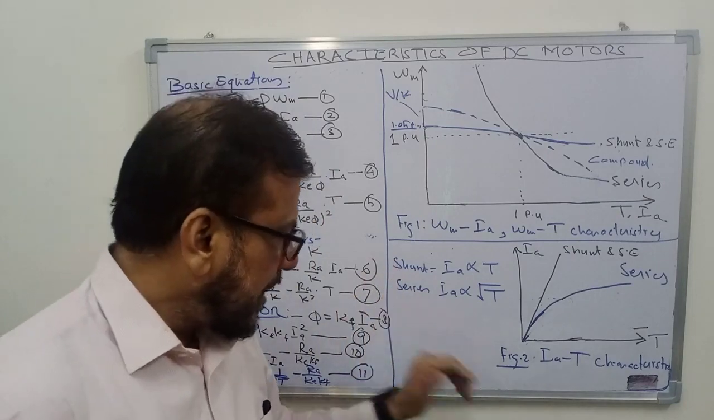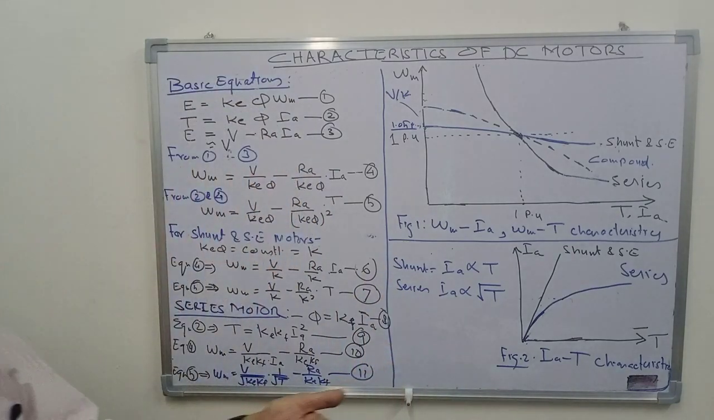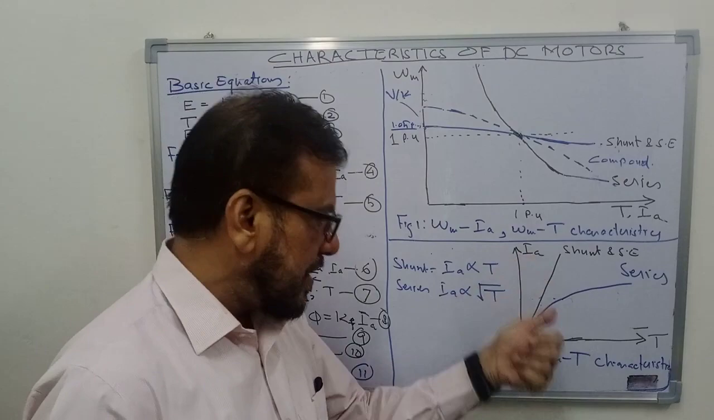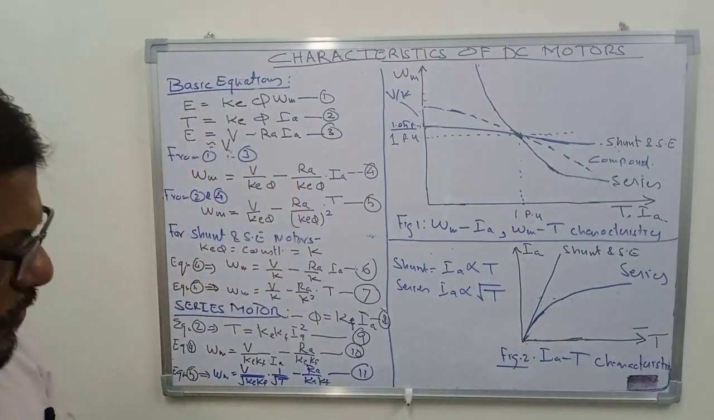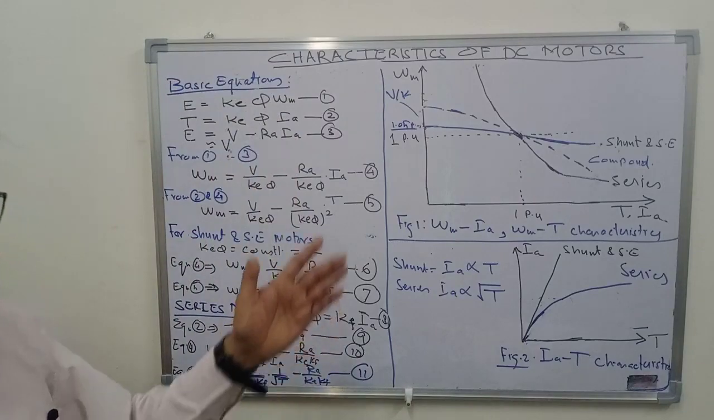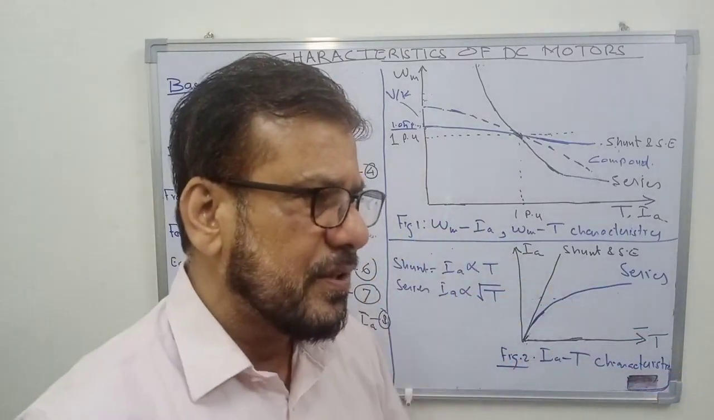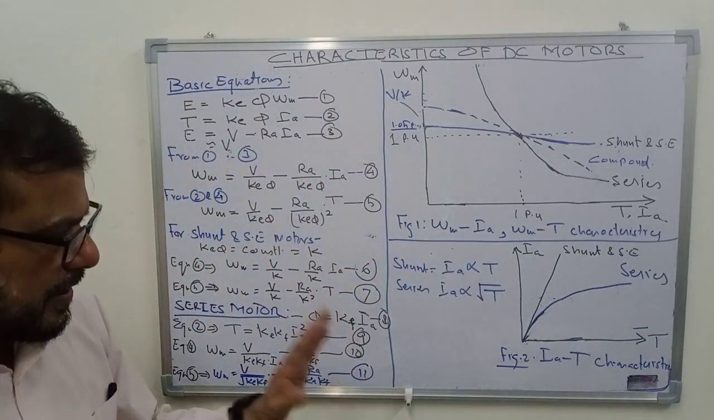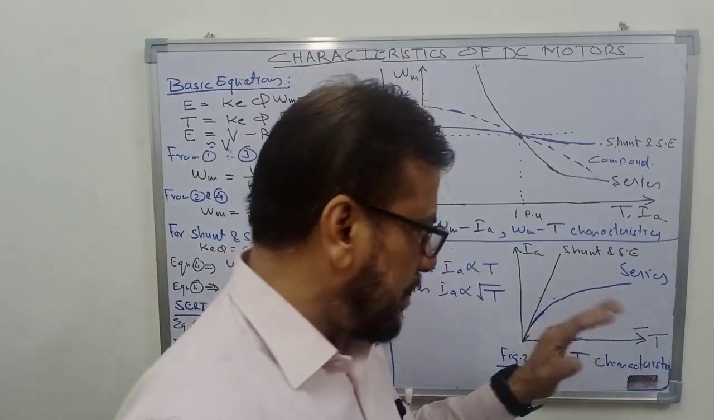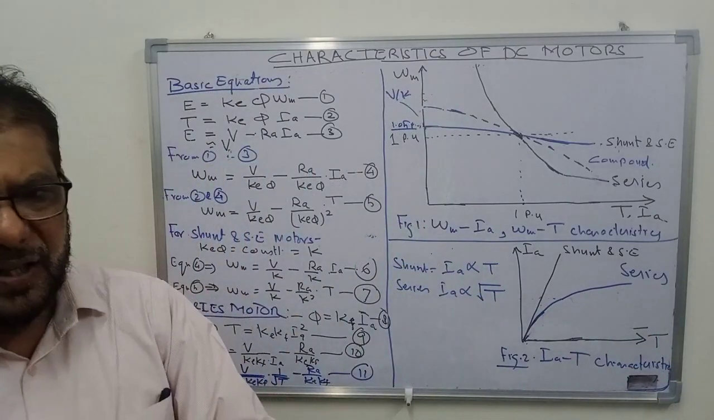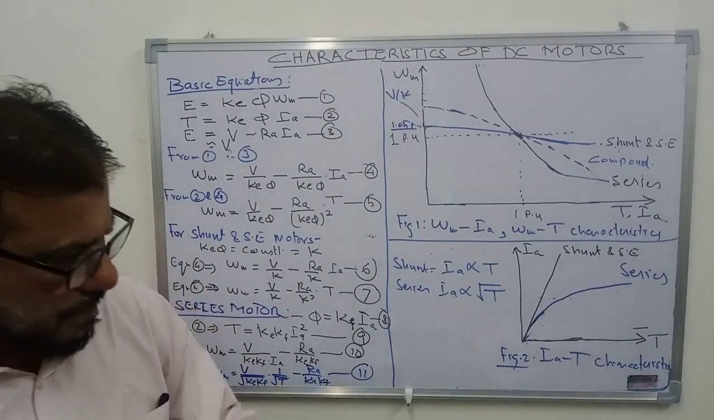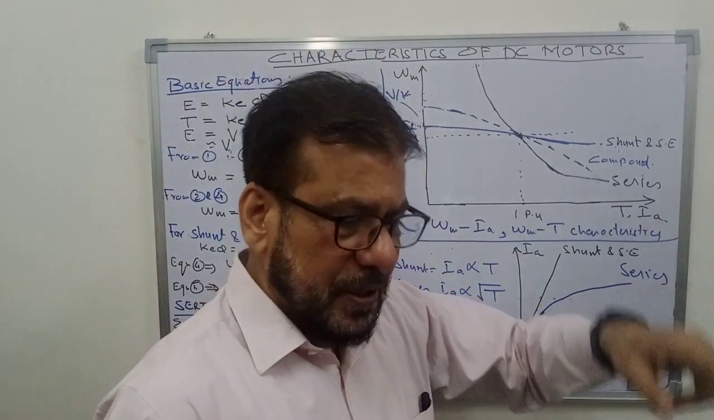Now the second characteristic that I want to discuss here is the current versus torque characteristics. Usually in machine paper you have studied torque versus current characteristic, but here I have drawn current versus torque because this torque depends on load torque. So load torque is independent variable and torque has to depend on that load torque.